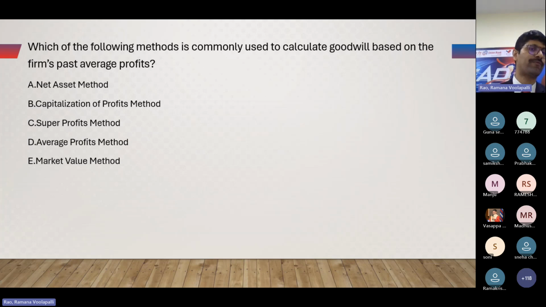Which of the following methods is commonly used to calculate goodwill based on the firm's past average profit? Average profit based on what is the method? I think the question itself has the answer. It is an easy one to take up. Yes, others can also answer it. Yes, it's the average profit method because the question itself has the word average.